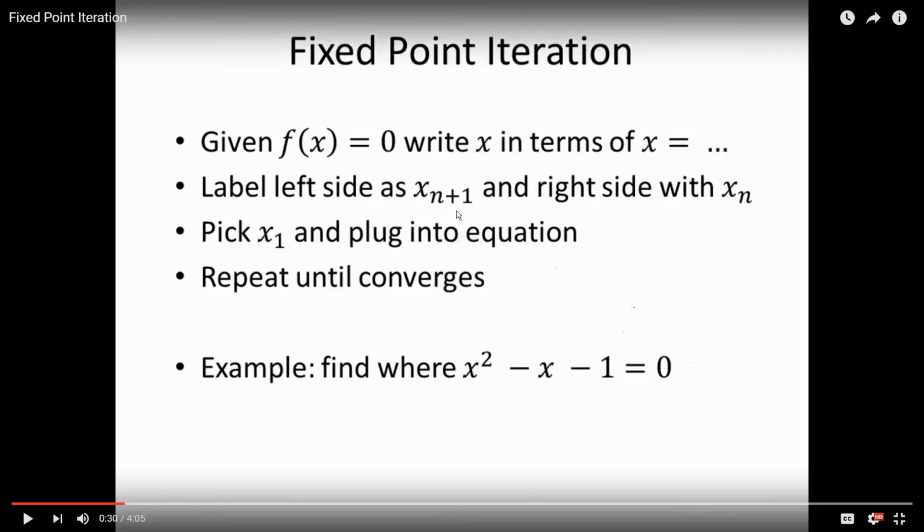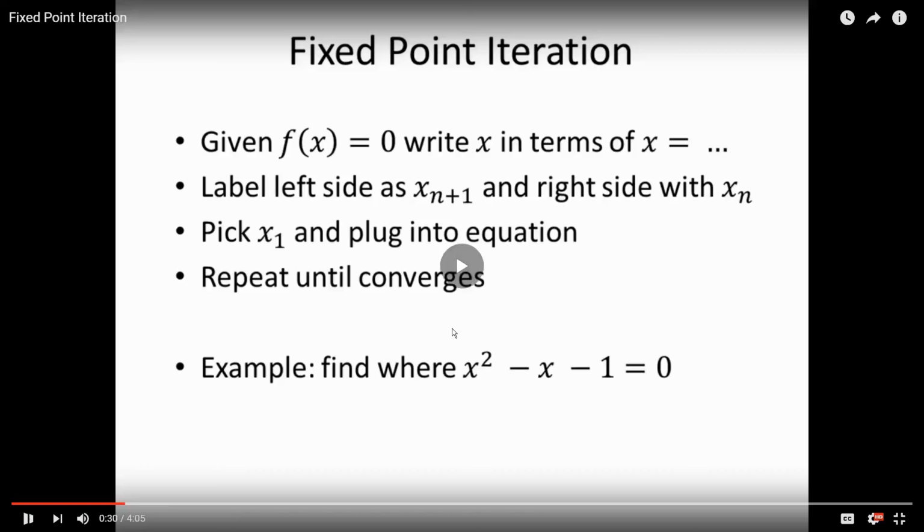So again, I'm going to pause right here. We have some f of x, and we want to set it equal to 0, and so we're going to write x in terms of x equal to something. We label the left side using x sub n plus 1 and the right side using x sub n. And we're going to use this as a way to iterate from one value of x to the next value of x. So it's like x at time n, and then the next iteration, x at n plus 1, is going to be something else.